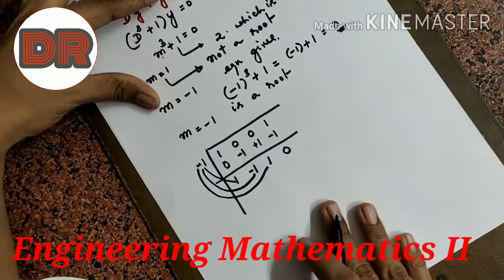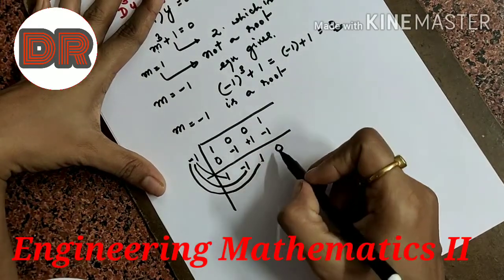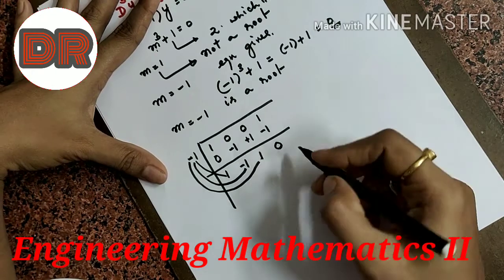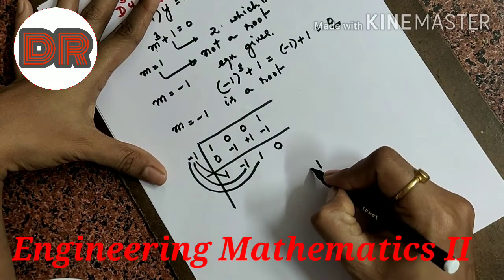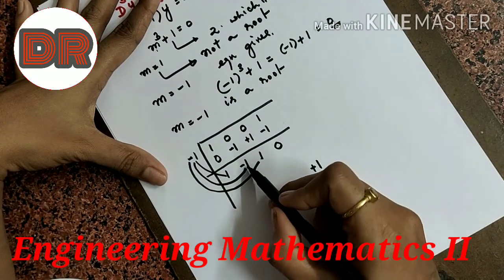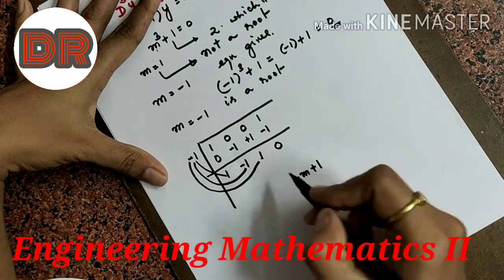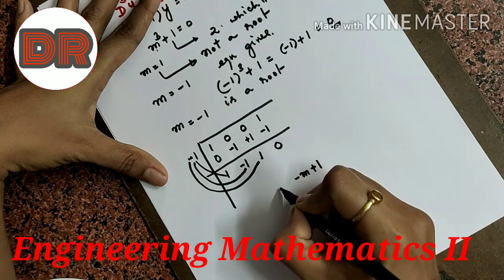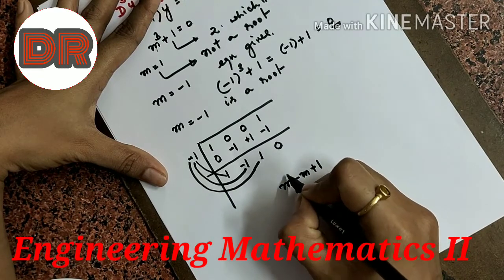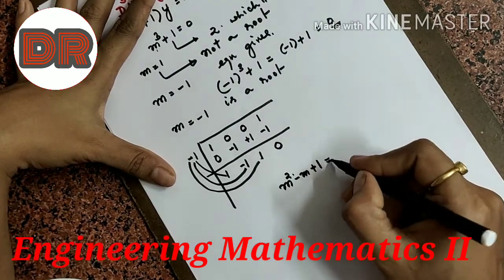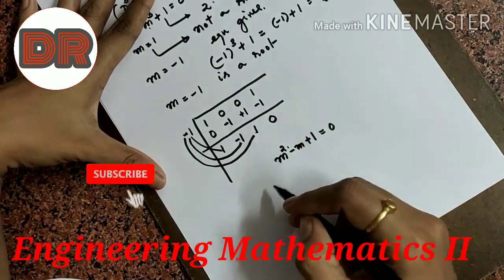Now we'll write the equation. The 0 over here means there is no remainder. So writing from this side, plus 1 will be the constant term, minus m will be the coefficient of m, since it is minus 1, plus m square. So m square minus m plus 1 is equal to 0. Now let us solve this.